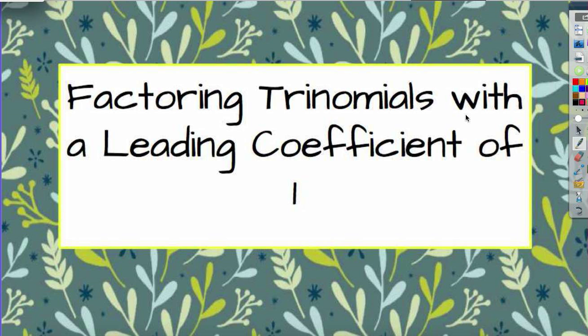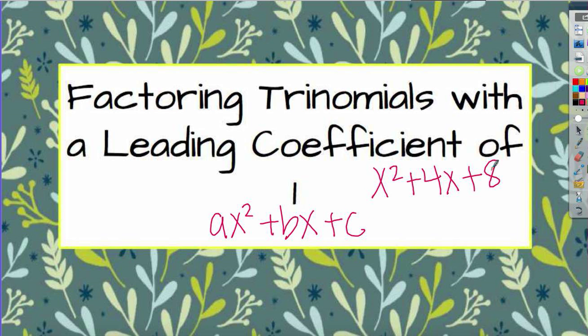Today's lesson is going to be continuing factoring, but we are now going to strictly be factoring trinomials with a leading coefficient of 1. And what that means is the number in the very beginning is 1. A traditional trinomial, one we'll see very often, is ax squared plus bx plus c, which is really just like x squared plus 4x plus 8. Well, this value out front of all the ones we're doing today is just going to be a 1. Tomorrow we're going to cover when that's greater than 1.